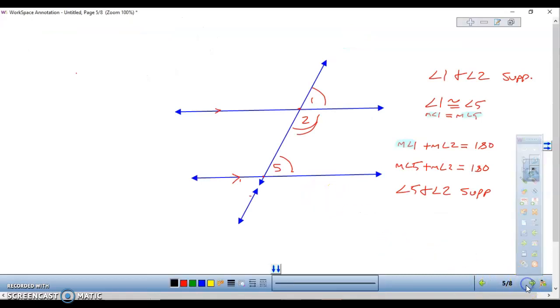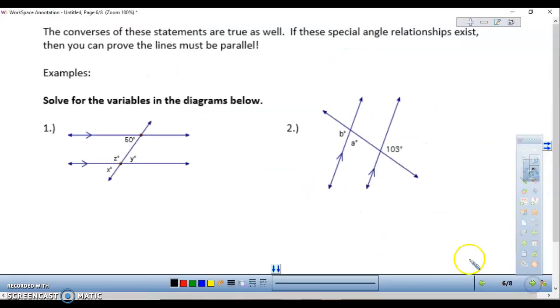Let's do some examples. Here we go. So first examples are going to be really easy. This will be like the first question on your assessment that I'm going to give you on this stuff. So check it out. I got two parallel lines cut by a transversal, and what's given to me is this angle is 50 degrees. All right, well, let's find the other ones.